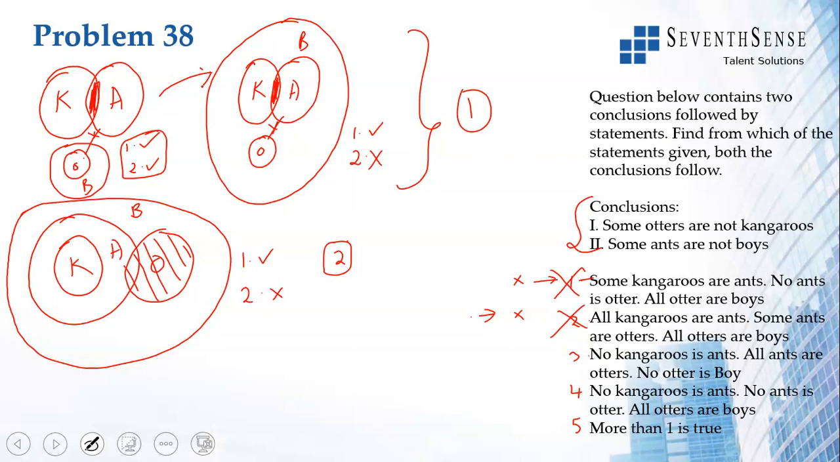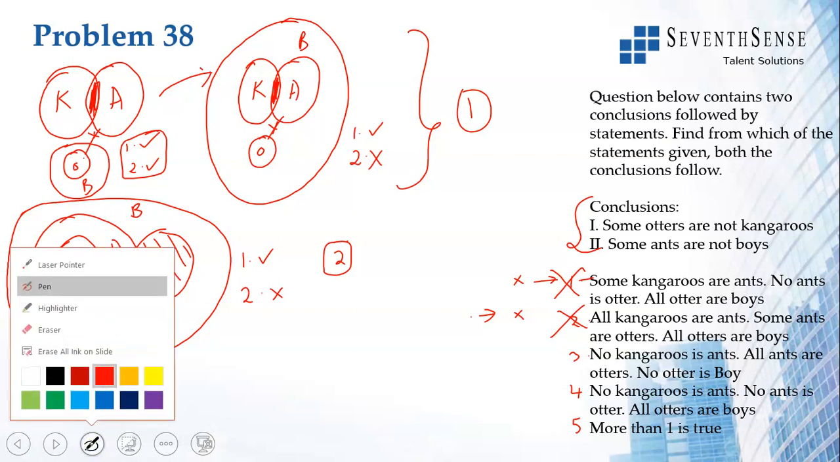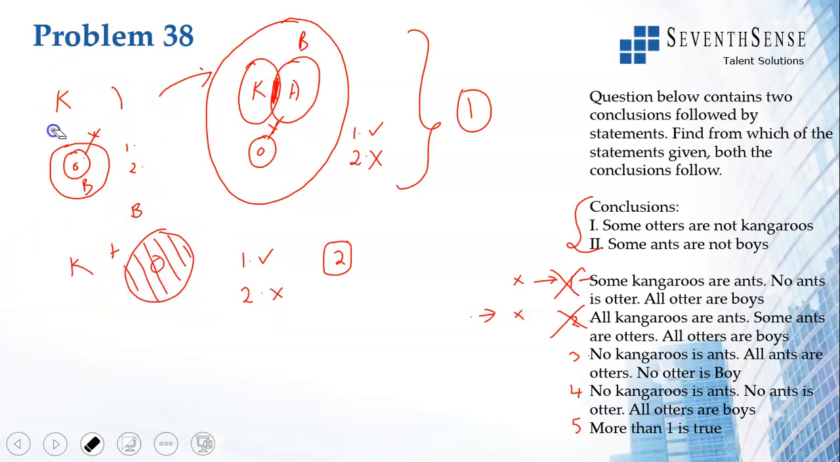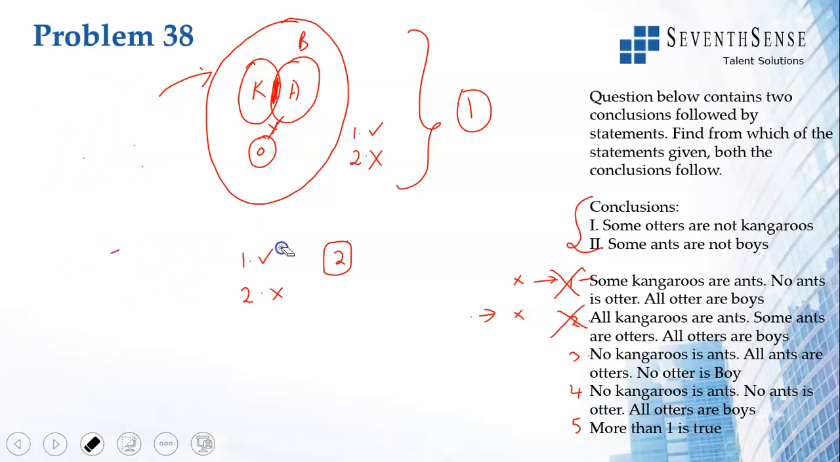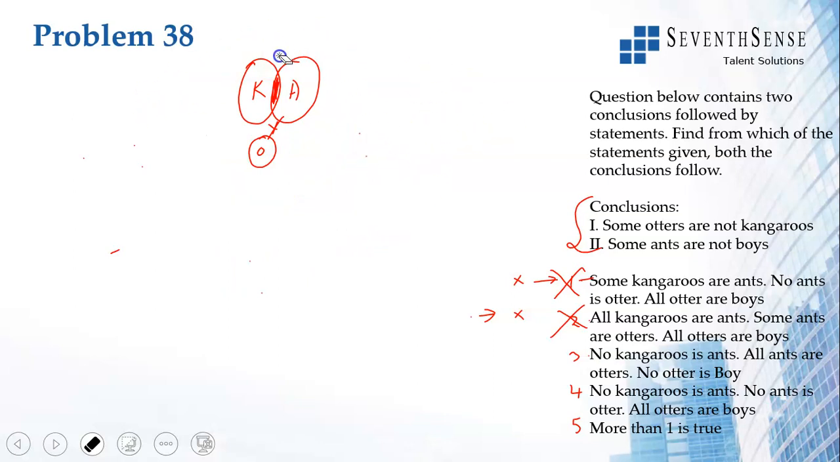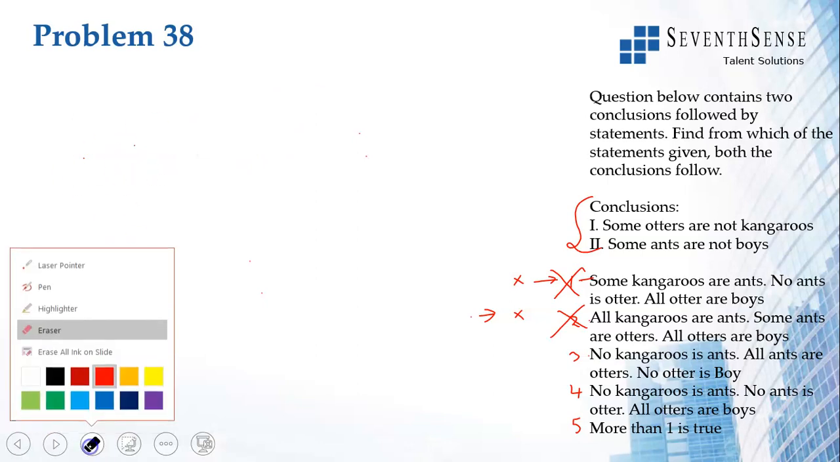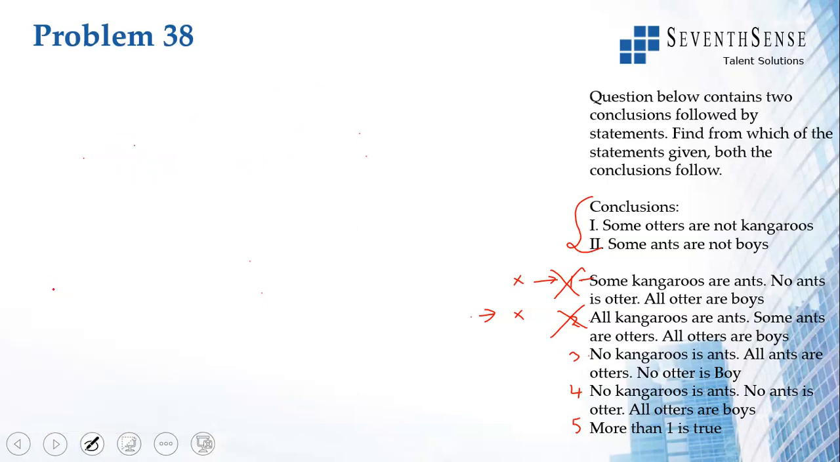Let us do the third drawing now. Let me erase some. In the third and fourth we draw, even if you get one option as correct, you still have to see all because the fifth option says more than one is correct. So let us look at the third option. No kangaroo is an ant. Basic drawing. No kangaroo is an ant. All ants are otters. So I will draw this. All ants are otters.